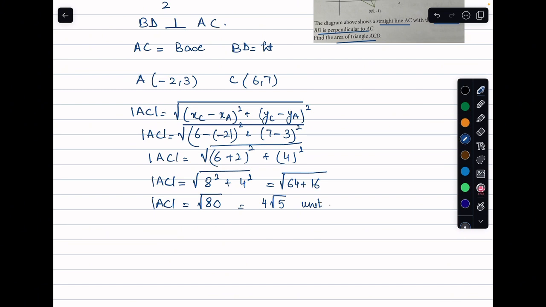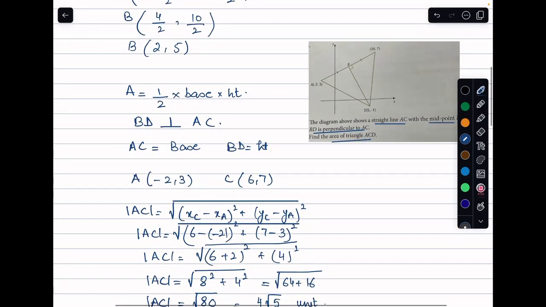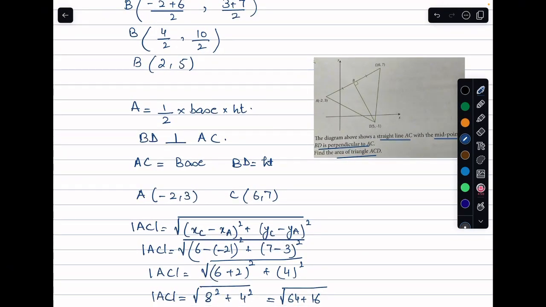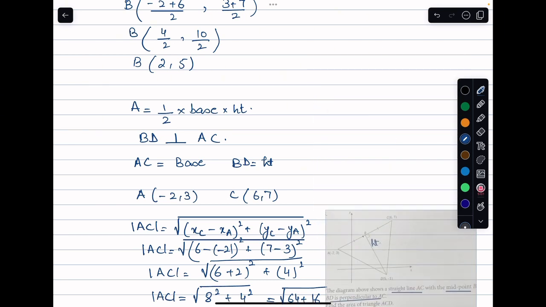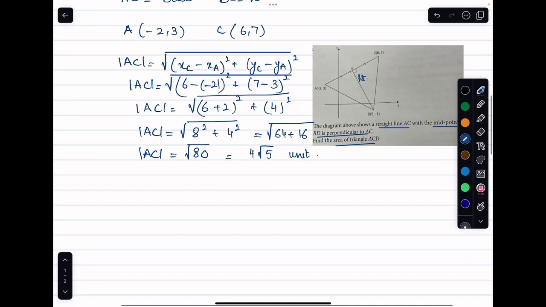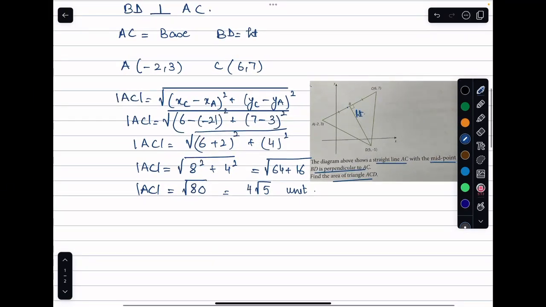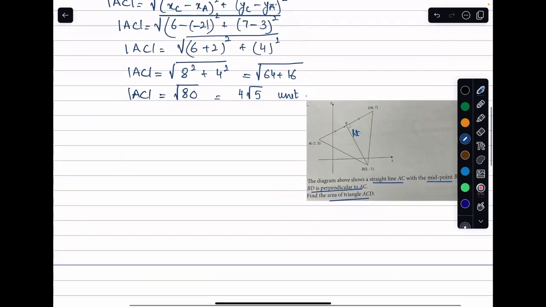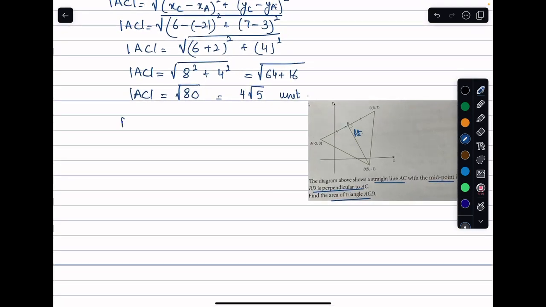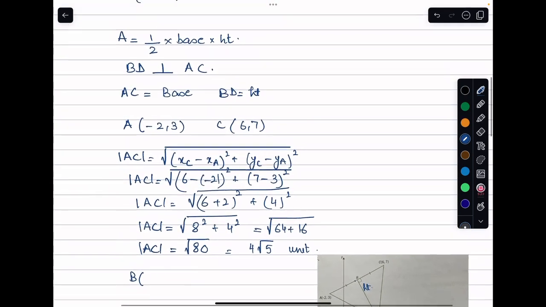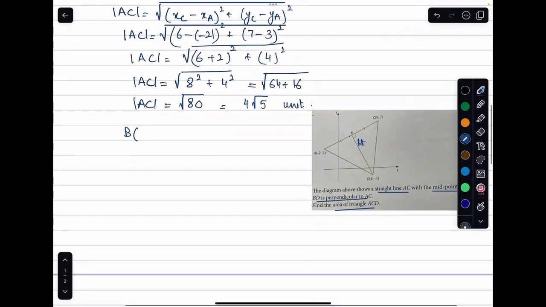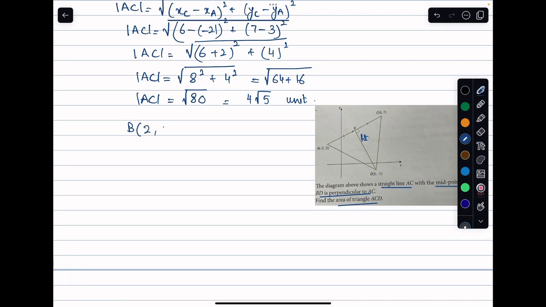Now in the same manner, I can find the distance of BD. BD being perpendicular, it should be the height of the triangle. So to find the distance of BD, I'll be substituting the B and the D coordinates. We got the B coordinates as 2, 5. D coordinates are given as 5 and -1.